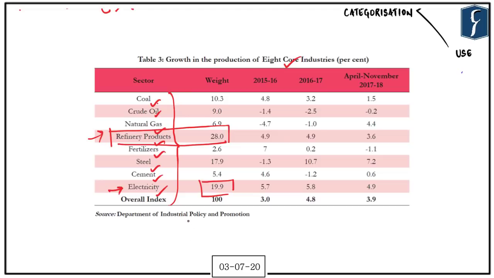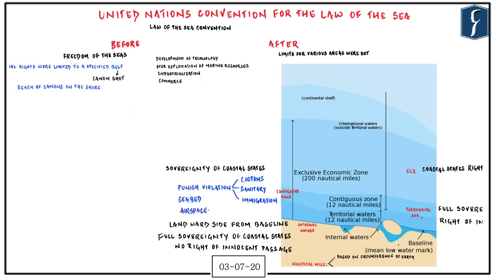So the facts are DIPP releases the data, whereas the data for IIP is released by CSO, and the name of these sectors as well as their contributions.